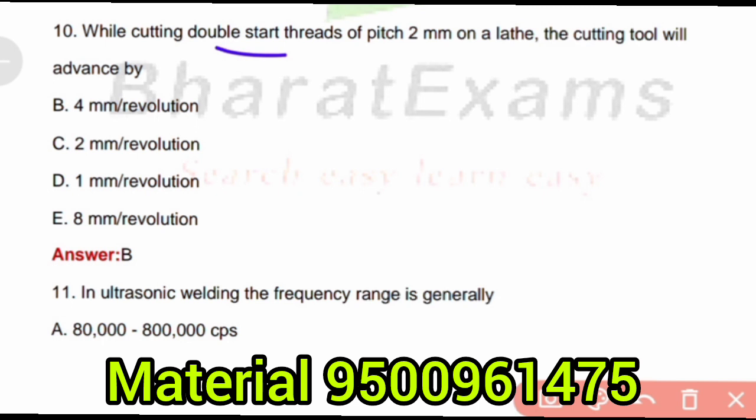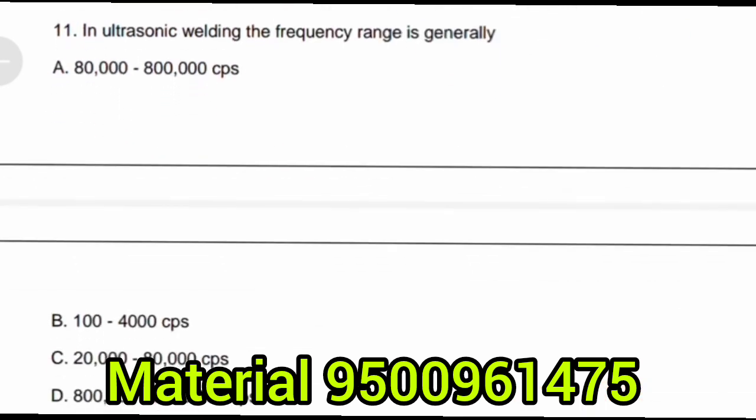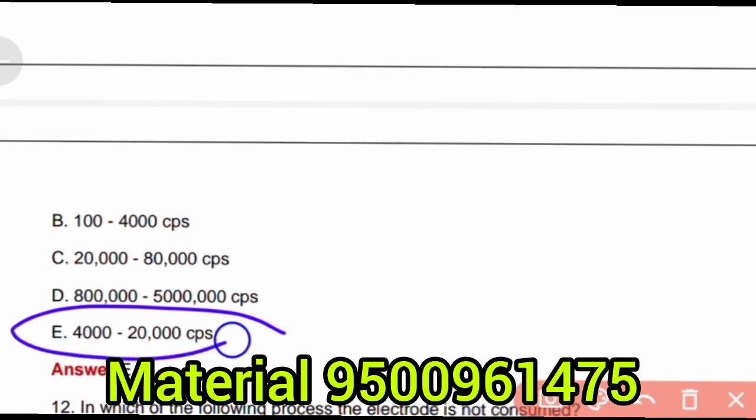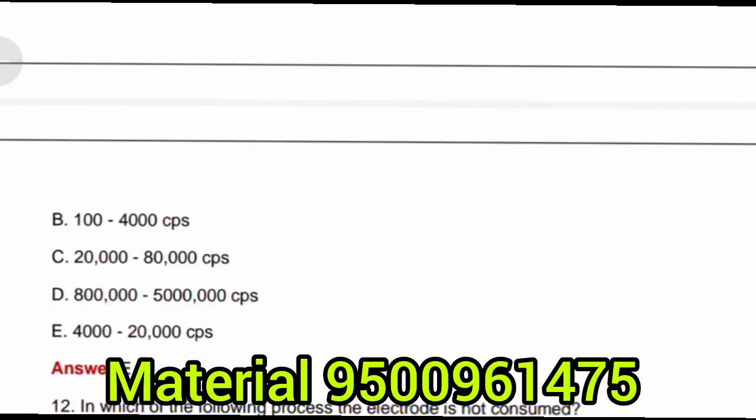While cutting double start threads of pitch 2 mm on a lathe, the cutting tool will advance by 4 mm per revolution. In ultrasonic welding, the frequency range is generally option E, 4000 to 20,000 CPS.